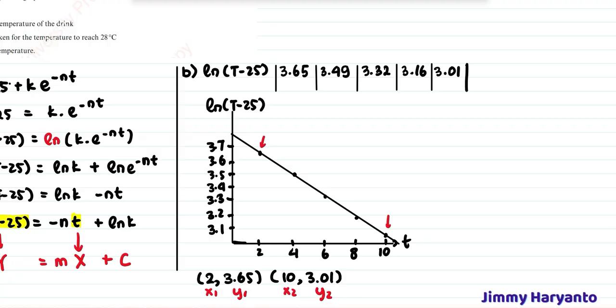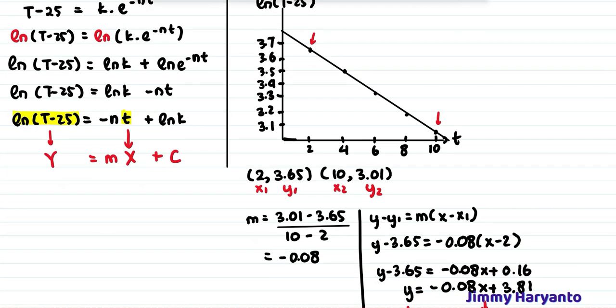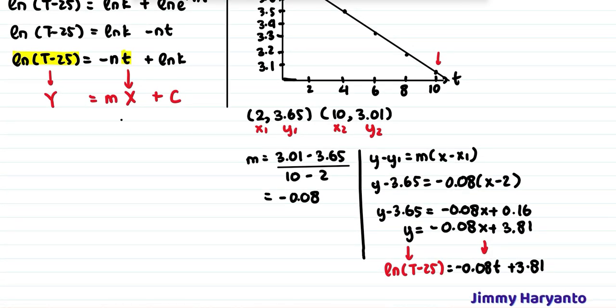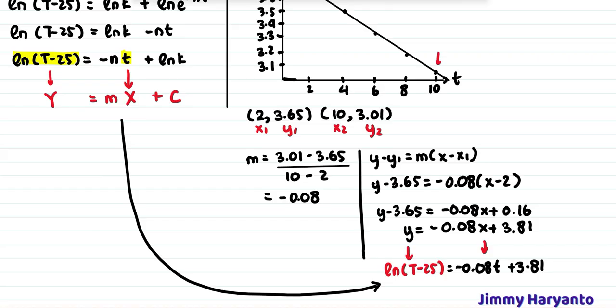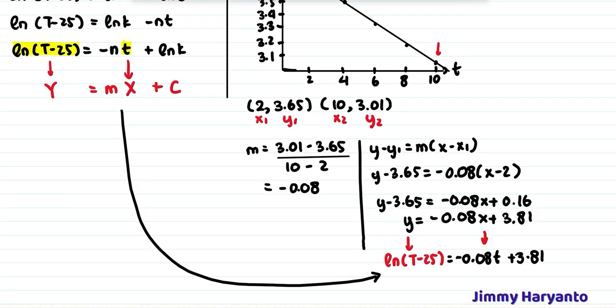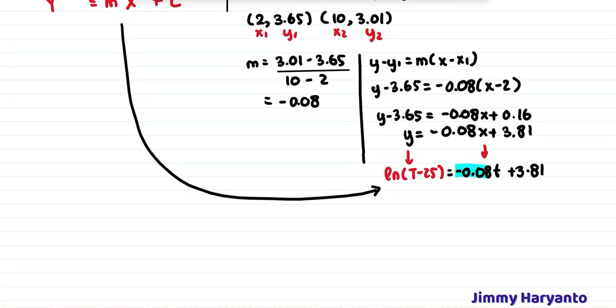Next is to compare with the original one, the one that we already have before. Yeah, let's compare this one. Okay, so as you can see, the gradient is negative n, and the gradient for this one is negative 0.08. It means negative n equals negative 0.08, n equals 0.08. So this is our n.